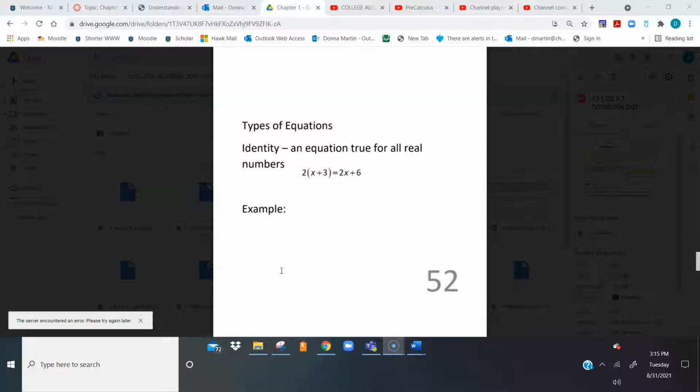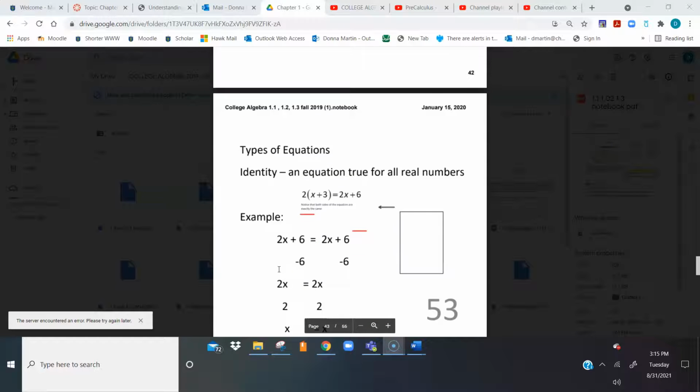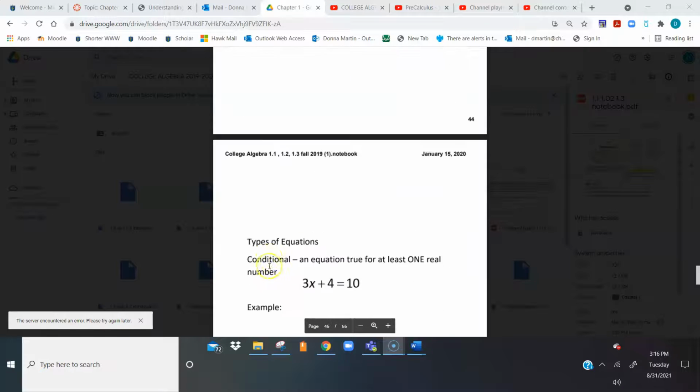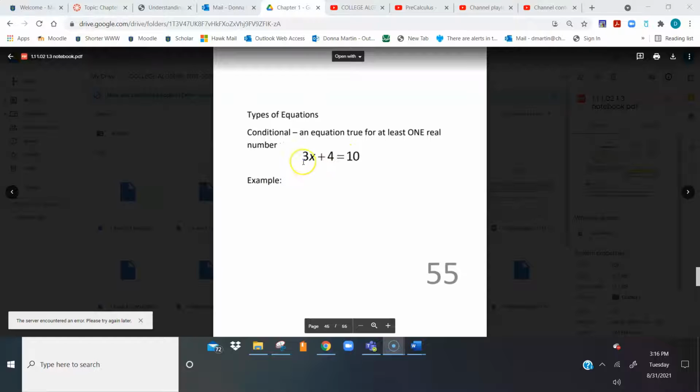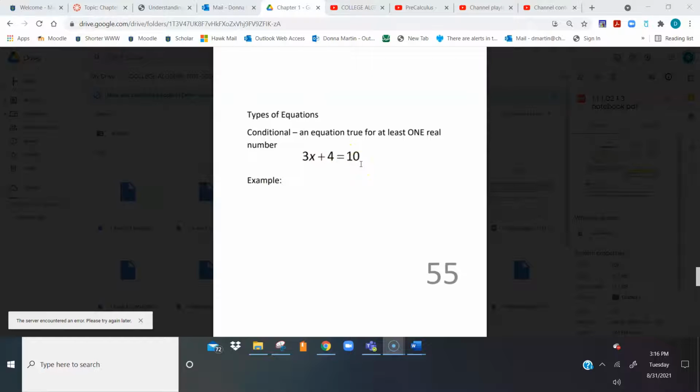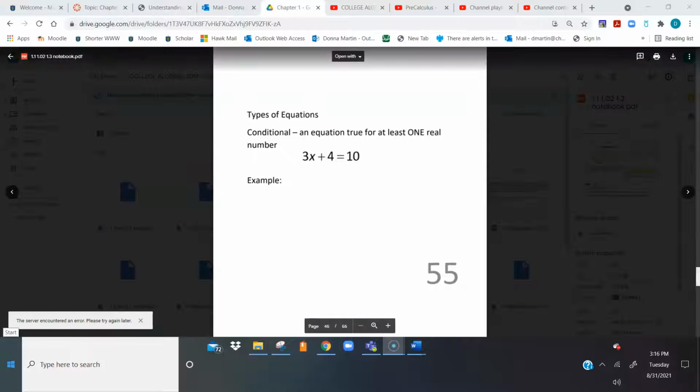So there was one of those that was an identity equation. Now let's look at one of these. That is a conditional equation. Most of the ones that we work in elementary algebra problems are conditional. In other words, this equation only works under the condition that x is equal to a specific value. Here's an example of one of those, and I think you know that you could solve this by subtracting 4, which would give you 3x equals 6, and dividing by 3, which would give you x equals 2. This is a conditional equation. It's true under the condition that x is equal to 2.